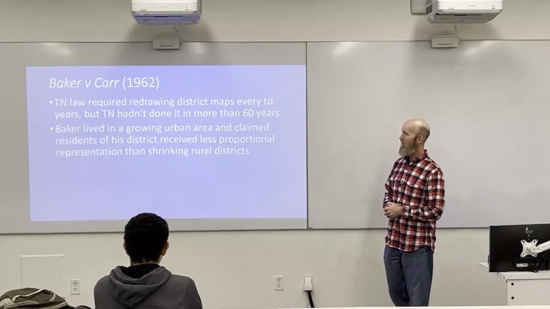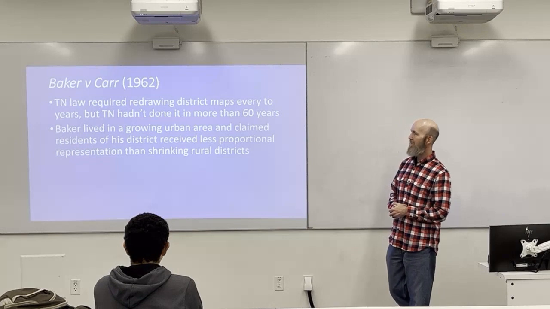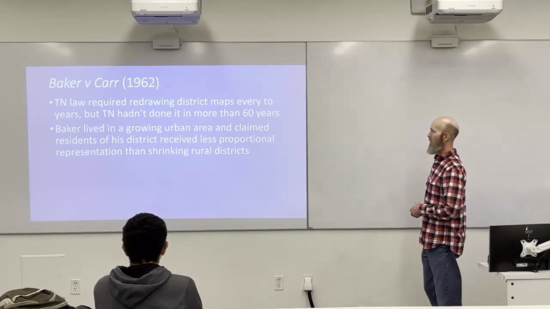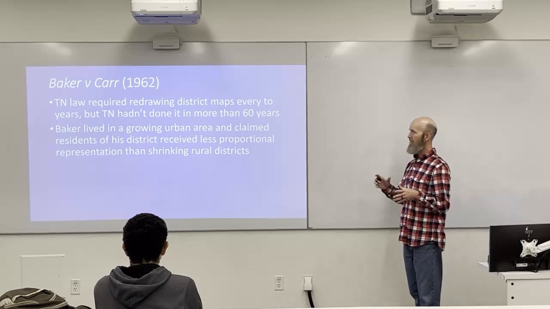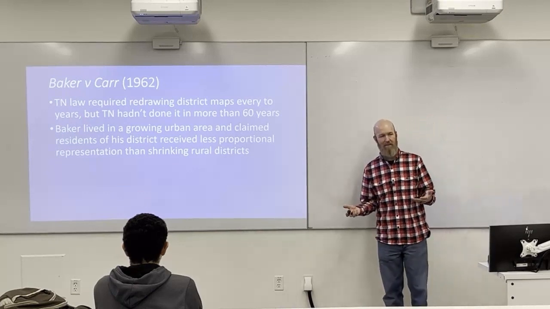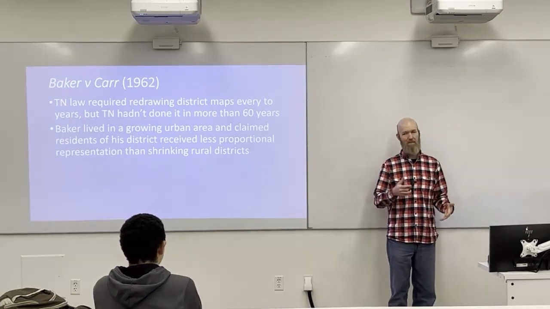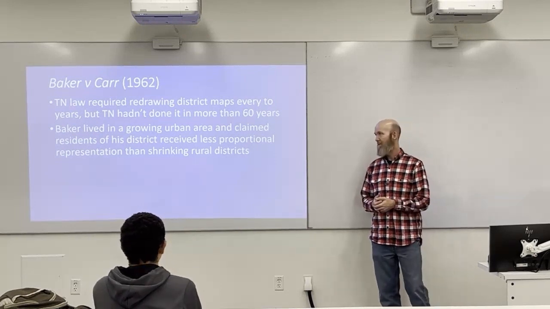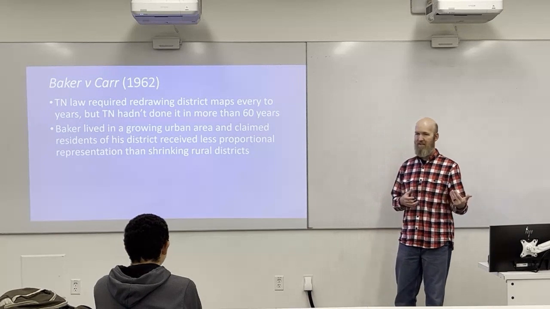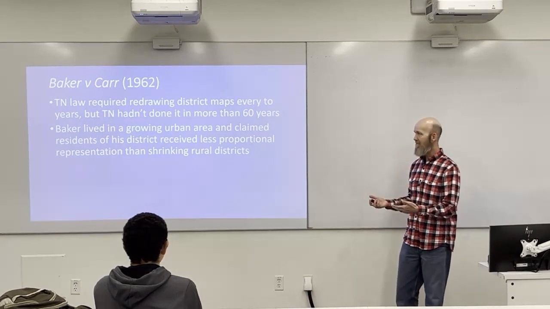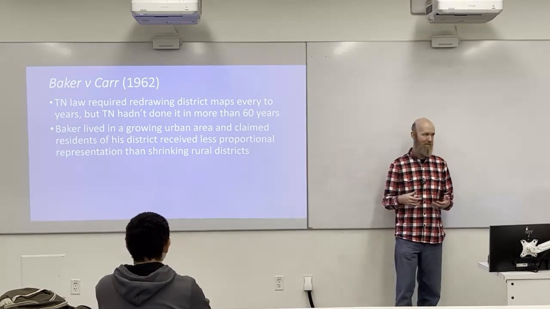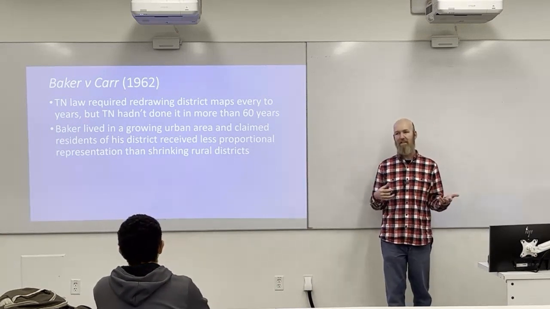Baker v. Carr, a 1962 case. In this case, Tennessee had a law that required their congressional district maps be redrawn every 10 years with the census. So as populations changed, the maps of their districts were supposed to change, but Tennessee hadn't actually done the drawing in more than 60 years. Now, this is 1962. You go back 60 years, a little bit more than that, it was actually late 1800s.